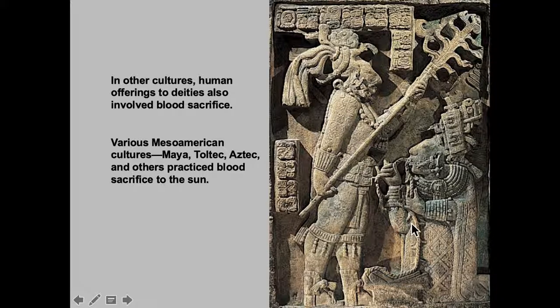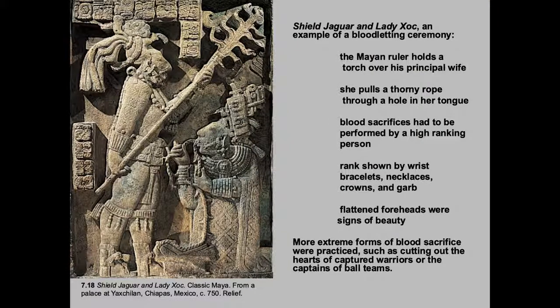This is, again, high relief. The same as this piece. It's a high relief. Probably attached to, this was from the palace, so it's attached to a wall. And Maya, Toltec, Aztec, they all practiced a blood sacrifice to the sun. It was thought in these cultures that the sun was very bloodthirsty and wanted sacrifices of different types. This is one that we're seeing here. This is a high-ranking person that is a Mayan ruler, and this is his wife. He's holding a torch over her and pulling a thorny rope through her tongue.